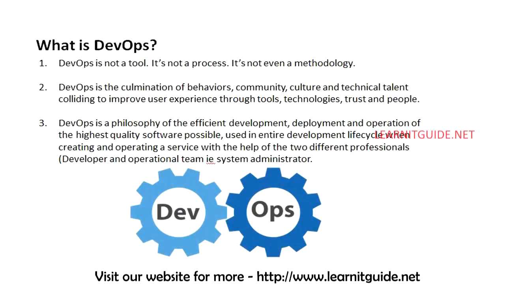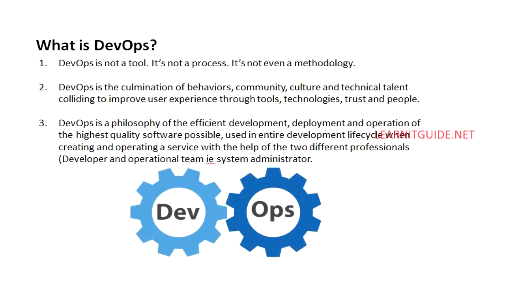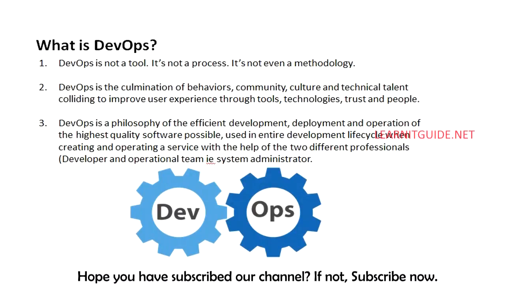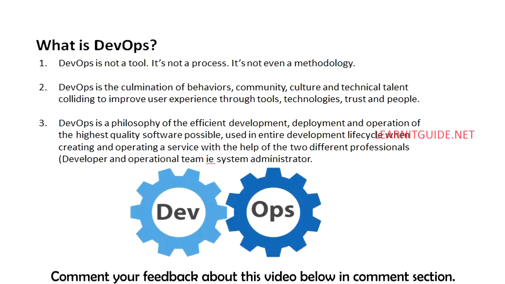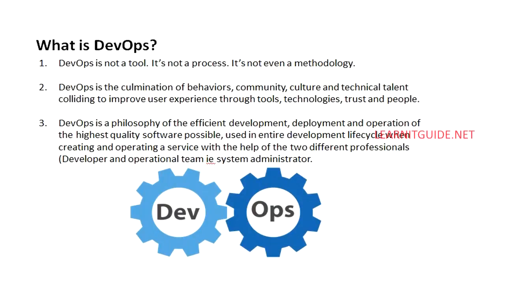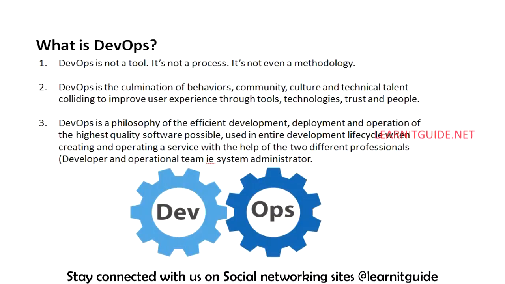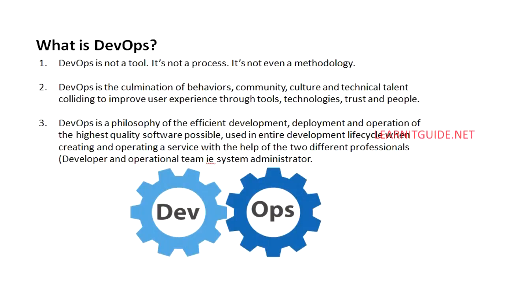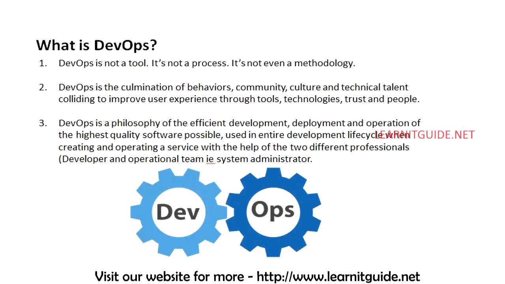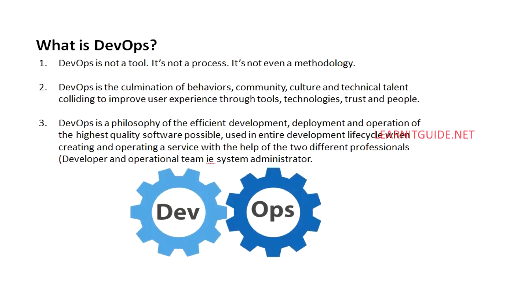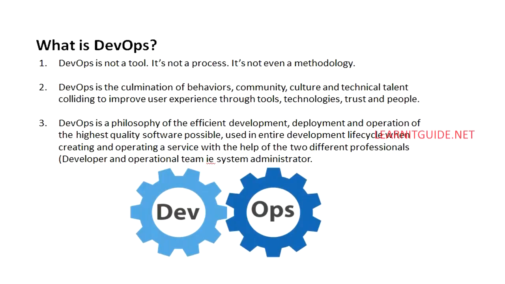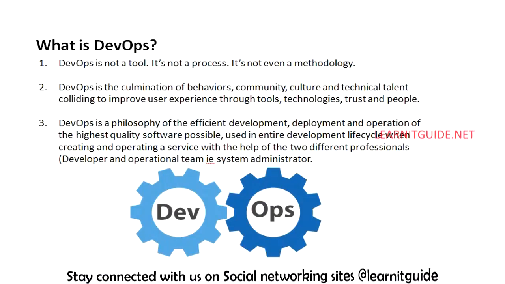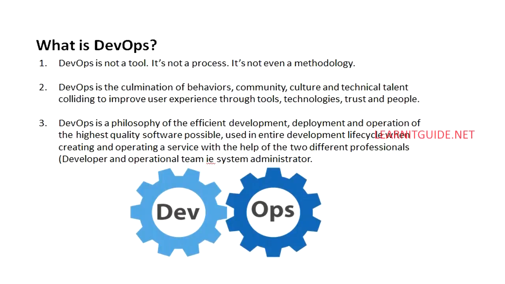So what is DevOps? We don't have a specific definition for DevOps, but we can say this in this way. DevOps is not a tool. It's not a process. It's not even a methodology. DevOps is a culmination of behaviors, community, culture, and technical talent colliding to improve user experience through tools, technologies, trust, and people. Also, we can say that DevOps is a philosophy of the efficient development, deployment, and operation of highest quality software possible used in entire development lifecycle when creating and operating a service with the help of two different professionals. They are developers and operational team, that is system administrators.